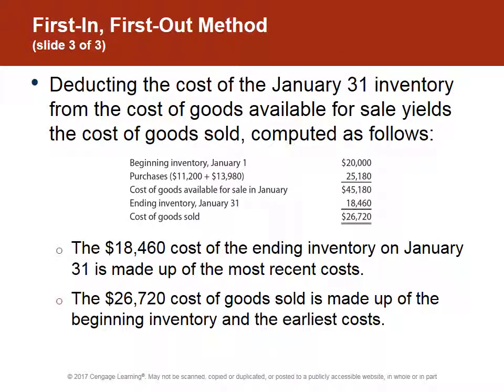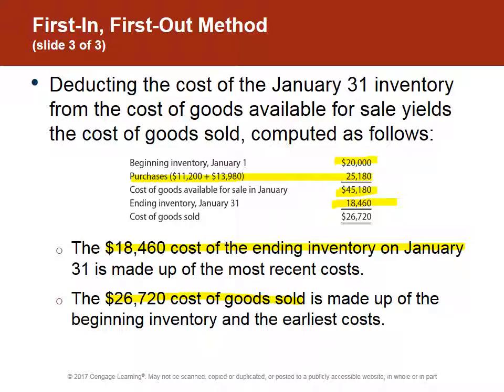In our bigger formula, we started with a $20,000 beginning inventory. We added the 2 purchase batches that we had, and there's that 2,100 units available at $45,180. Our ending inventory from the prior slide was $18,460. That is the cost of our ending inventory, which was from 2 different layers, 2 different batches. And when we do a subtraction, we come up with $26,720 cost of goods sold.